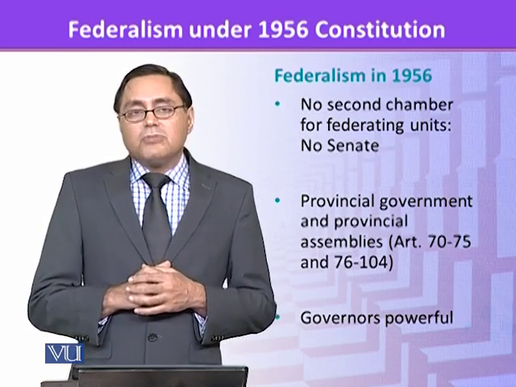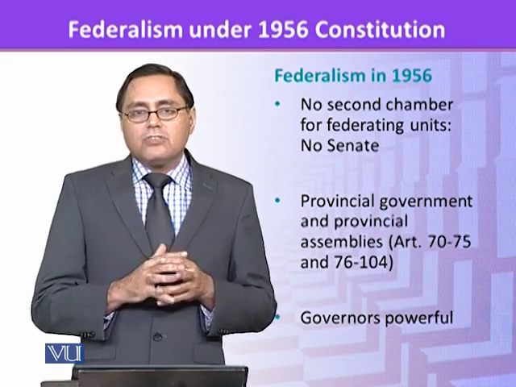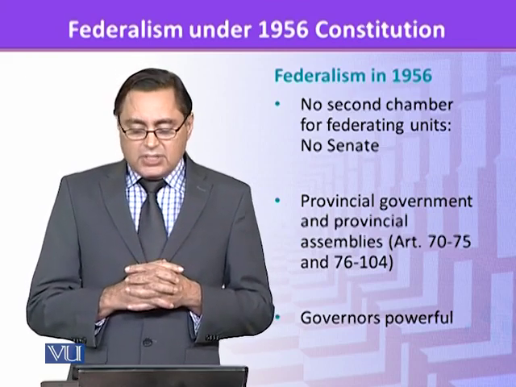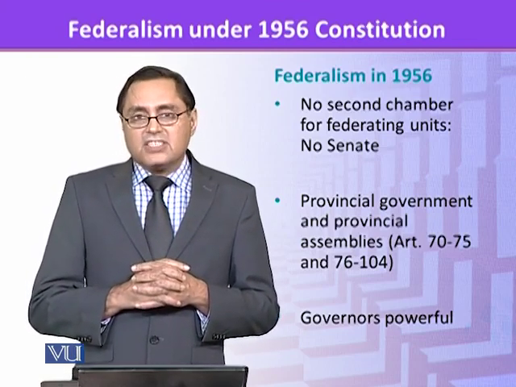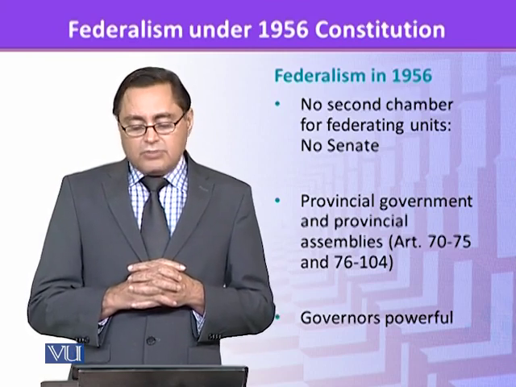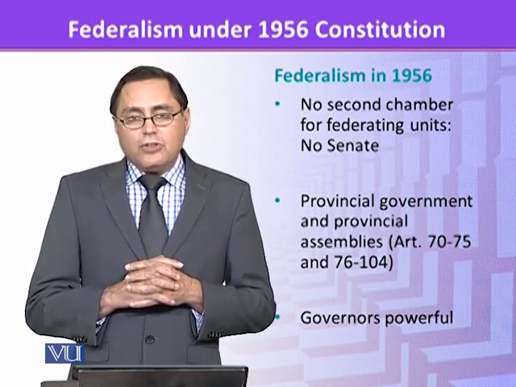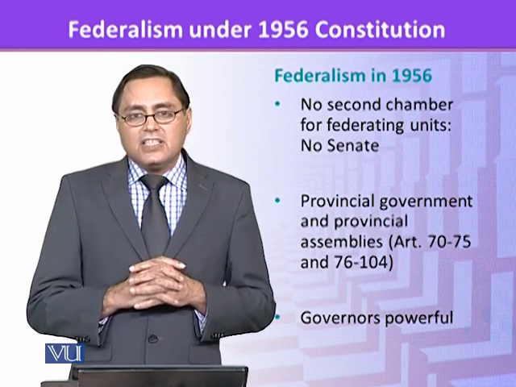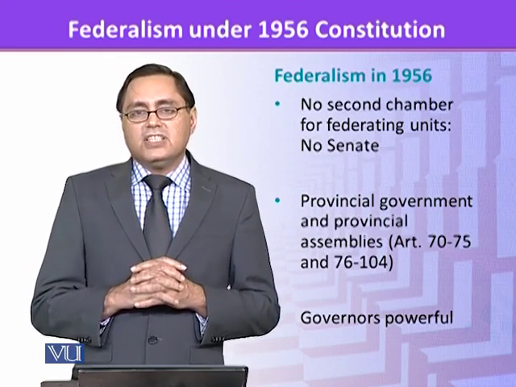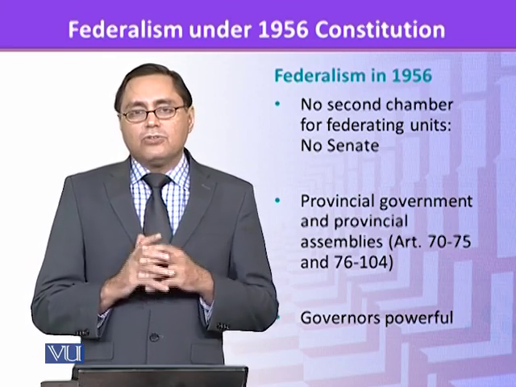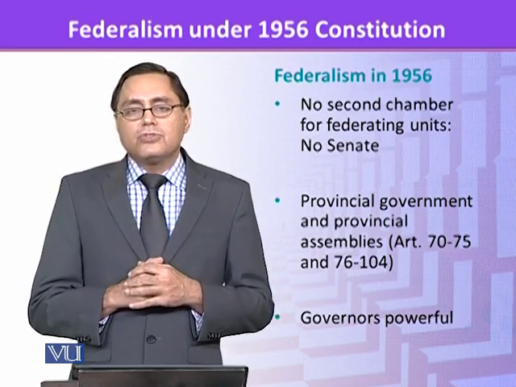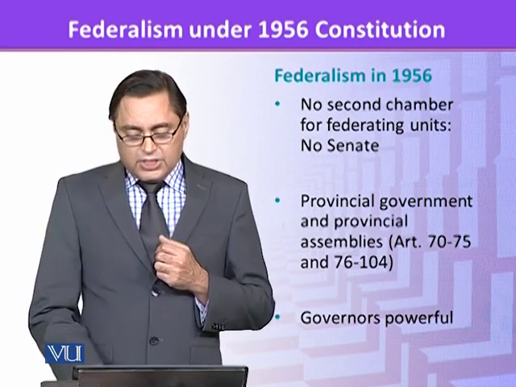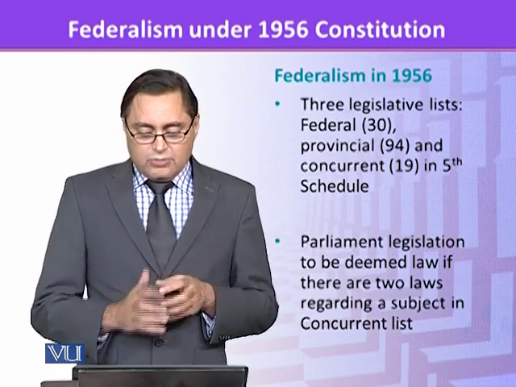The details about the role of the provincial governments and provincial assemblies are given from Article 70 to 75 and 76 to 104. If we look at these articles, it is clear that governors are powerful under this constitution. They don't always have to listen to the advice of the chief ministers, as is the case now.